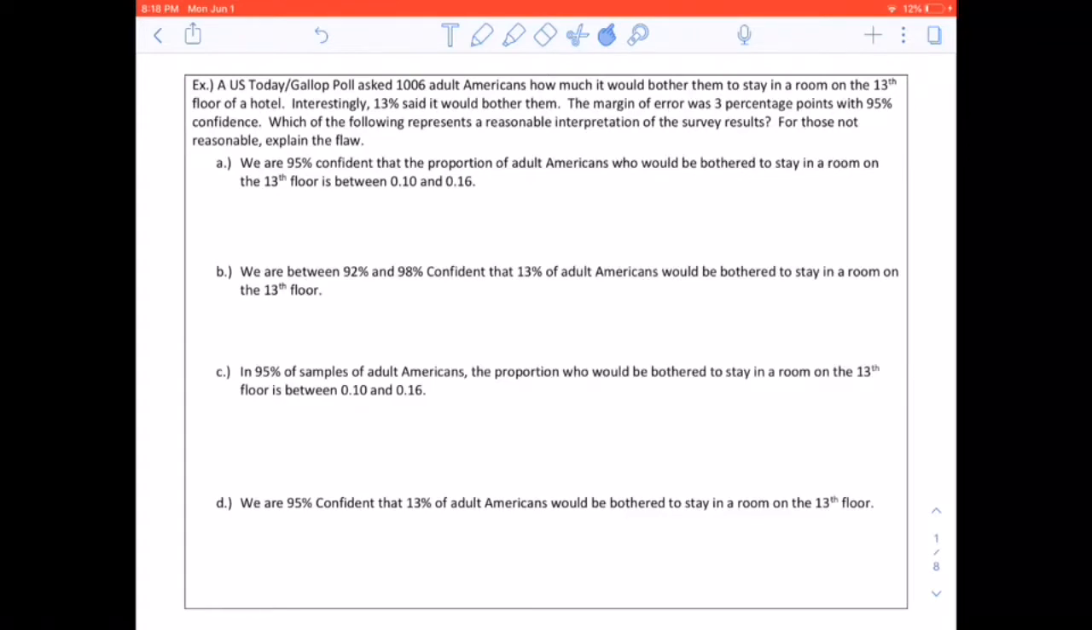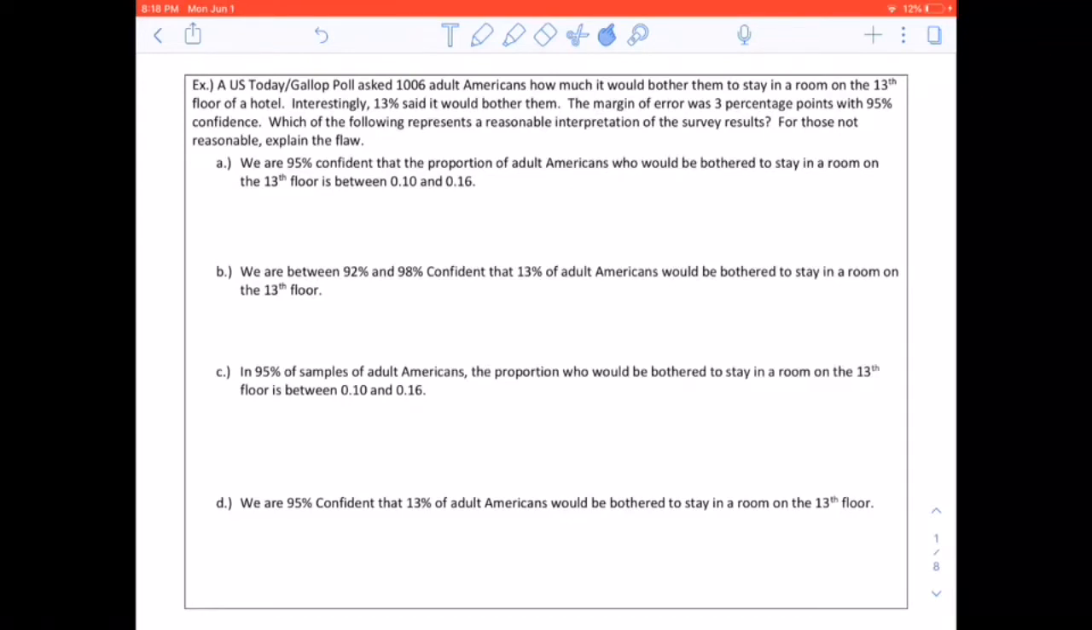So the example that we have here says a USA Today Gallup poll asked 1,006 adult Americans how much it would bother them to stay in a room on the 13th floor of a hotel. Interestingly, 13% said it would bother them. The margin of error was 3 percentage points with 95% confidence. Which of the following represents a reasonable interpretation of the survey results? For those not reasonable, explain the flaw. So there are 4 here. Only one of them is the correct way to write our conclusion. The other 3 have a flaw. So take a second to look through those.